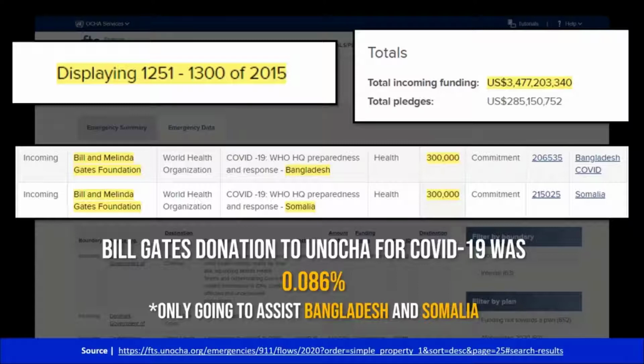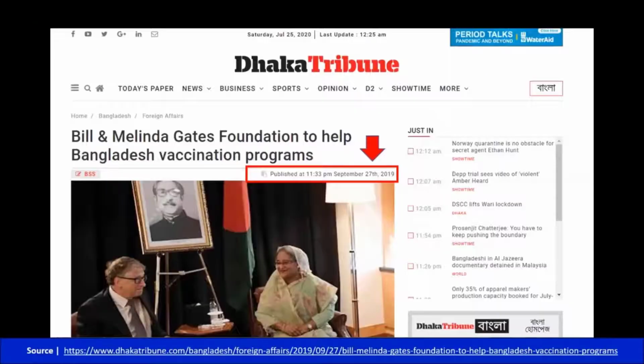This is just throwaway money. Any money he gives to this COVID fund, he can't make anything off of this. However, there was a reason why he donated money to Bangladesh and Somalia. This guy does not give away a dollar unless he can get a rate of return. So let's take a look. Why Bangladesh and why Somalia?